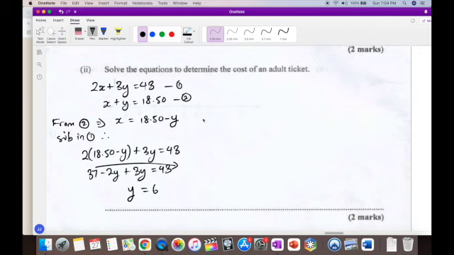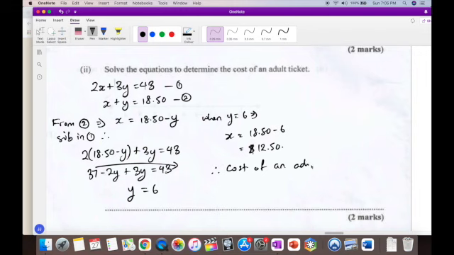So when y is 6, x is equal to 18.50 minus 6, which will be 12.50. And I will make my last statement: therefore, the cost of an adult ticket, x, equals $12.50.